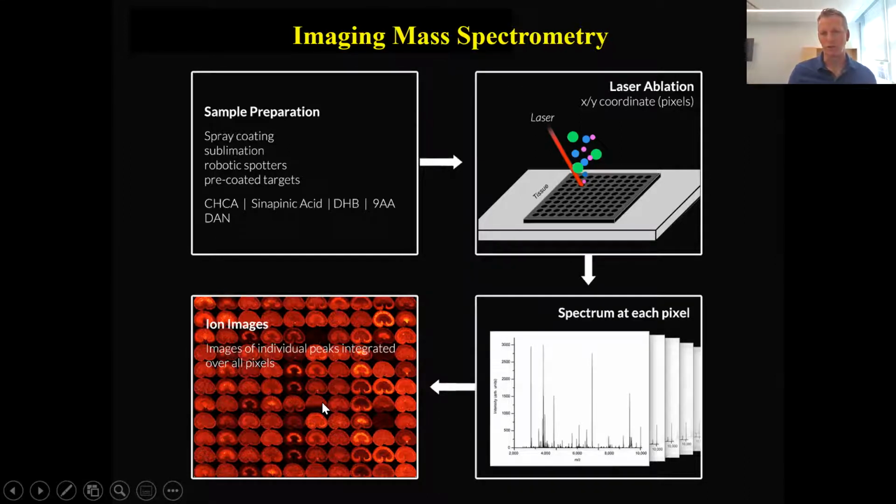the tissue section. So I like to think of it sort of like immunofluorescence or immunohistochemistry, but you don't need any a priori knowledge about the molecules you're imaging. Instead, you just have the mass spectrometer tell you what molecules are there. And this can be a very powerful discovery-based technology.